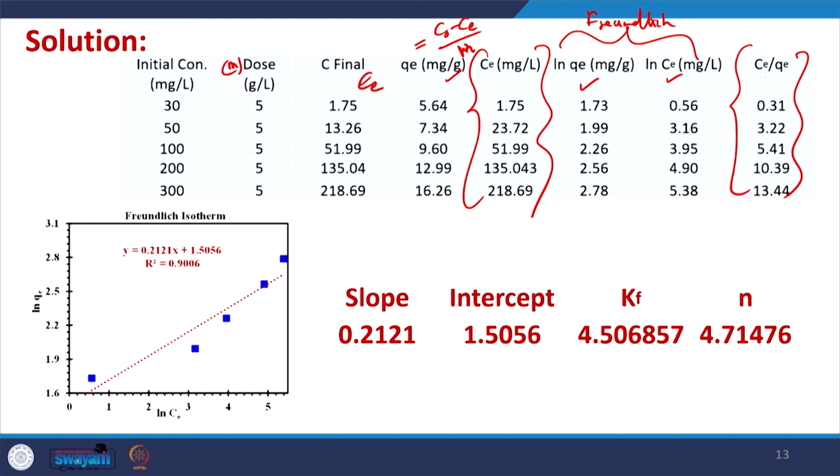From here, if you plot ln QE versus ln CE, the slope will be 0.2121 and the intercept is 0.15056. So, Kf and n can be found out, or 1 by n can also be found out, which will be equal to 1 by 4.71476. These number of digits are not essential, we can keep only up to a certain number of significant digits. For calculation's sake it is given here.